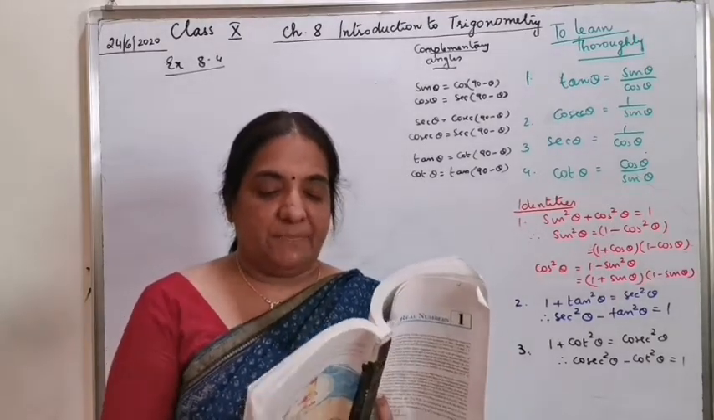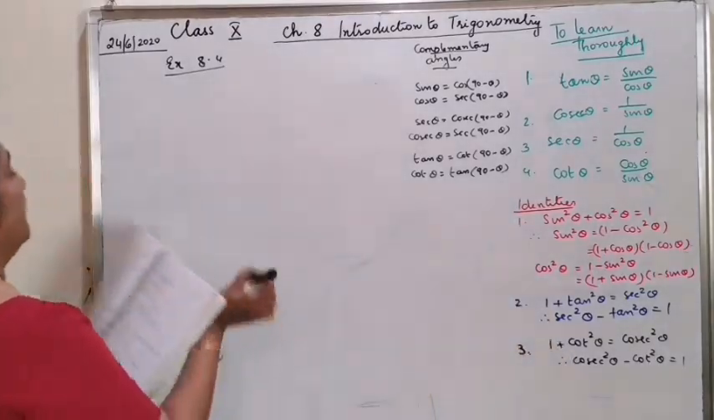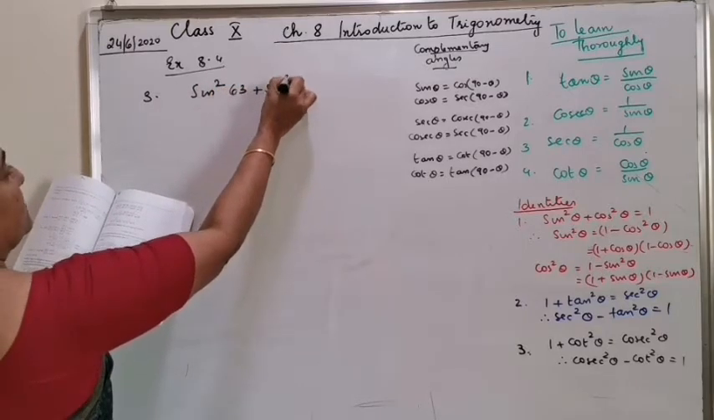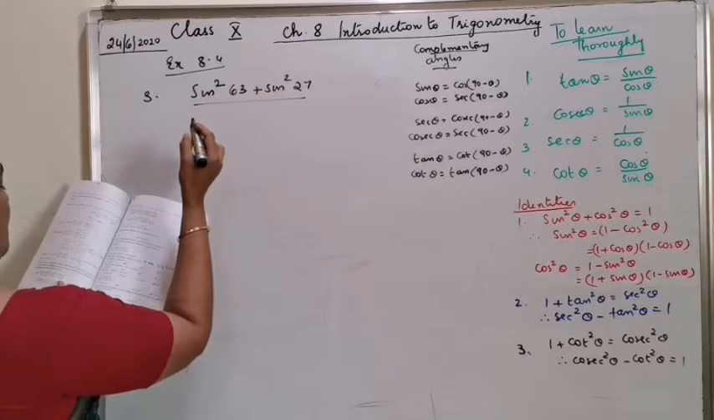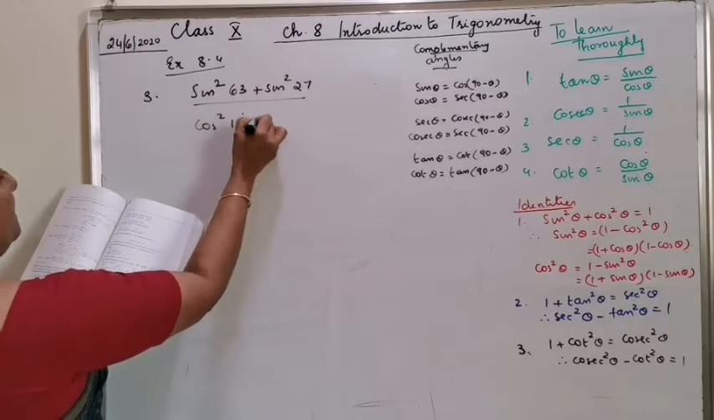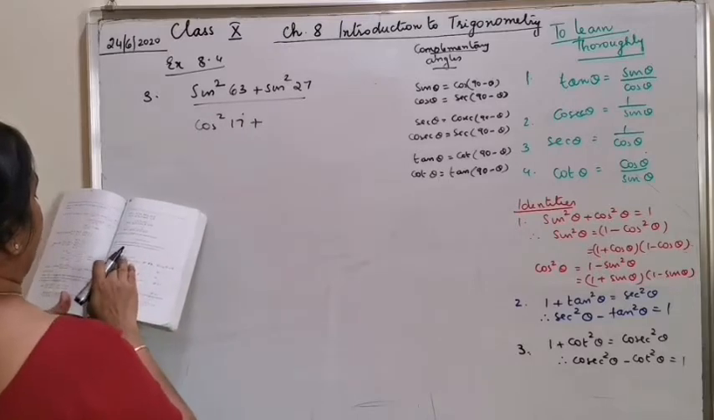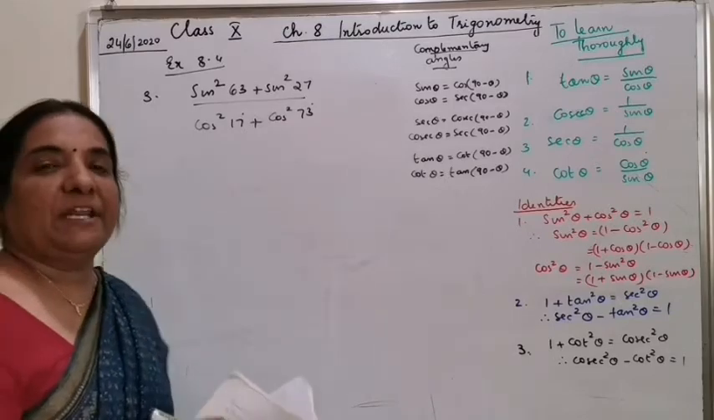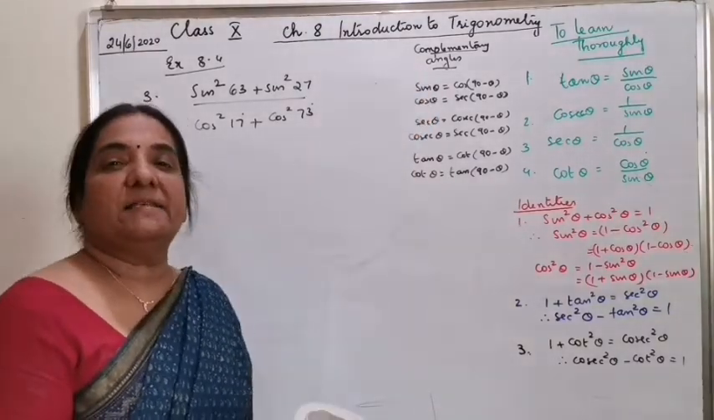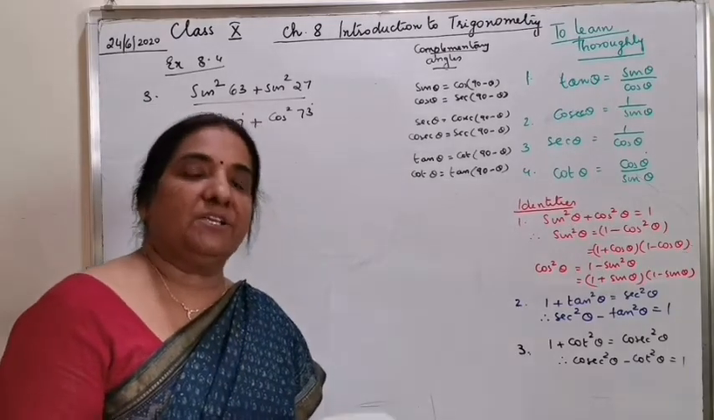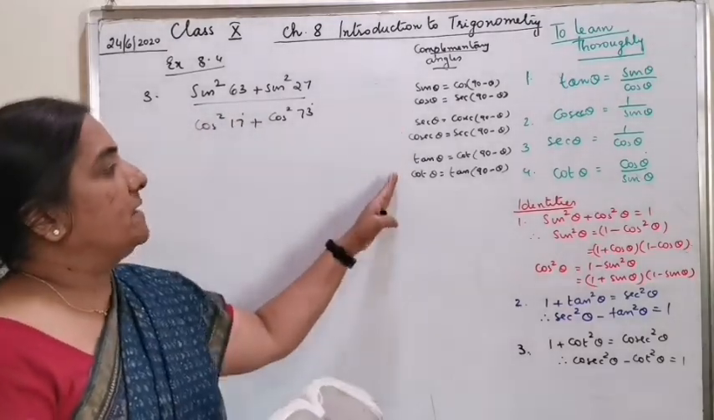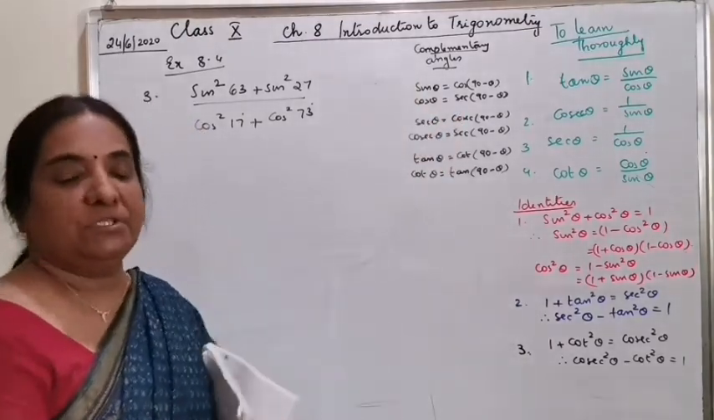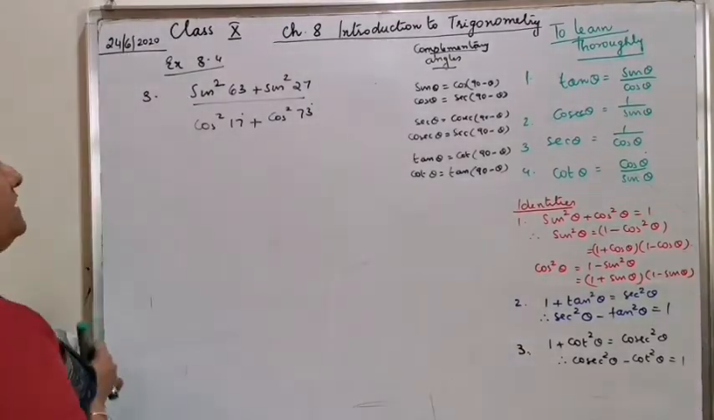Evaluate sin square 63 plus sin square 27 by cos square 17 degree plus cos square 73 degree. In the trigonometric ratios for complementary angles, we were changing only one of the ratios by any of these complementary angles, and then the identities will be applied. You can see how the change has been made here.